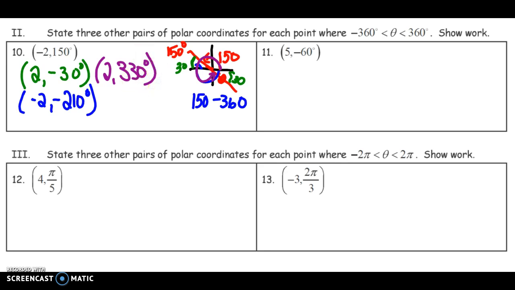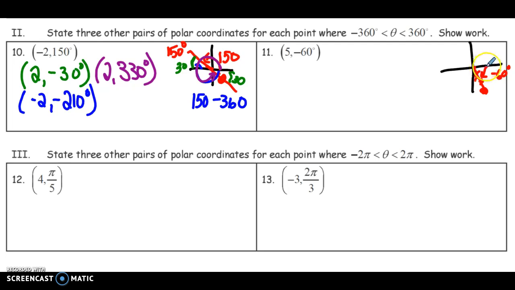Again, number 11. We're going to draw the picture. It's -60 degrees. -60. And we'll go out 5. So here's our point. Now we got to figure out how else to get to this point.